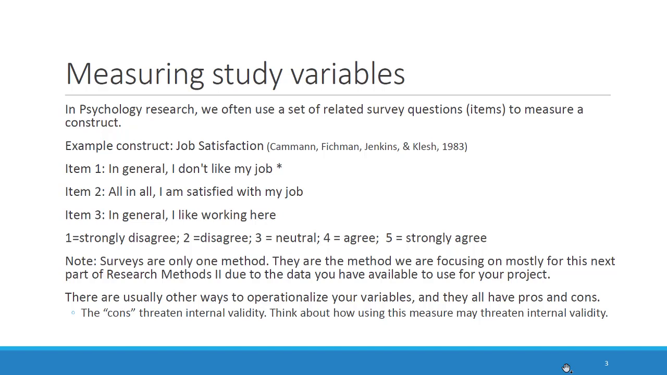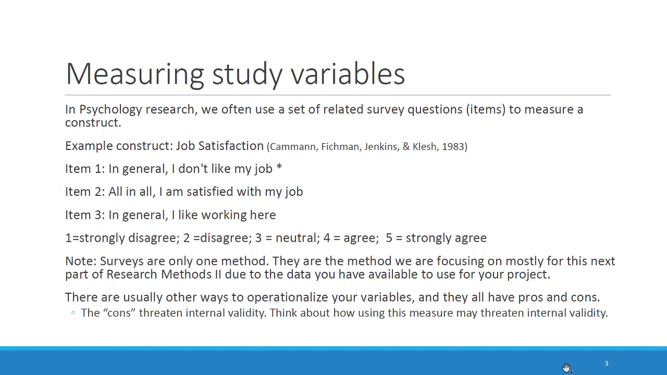I should note here that surveys are only one method that's used in psychological research. They are the method we are focusing on mostly for this next part of Research Methods 2, due to the data that you have available for your use in that project, which is survey data. There are usually other ways to operationalize your variables, and they all have pros and cons. So remember that because we're talking about psychology, a lot of the things that we're trying to measure cannot be measured tangibly. So for instance, job satisfaction. We have to approximate people's levels of job satisfaction by asking them questions about how they feel about their job.